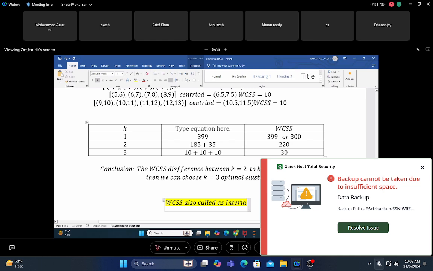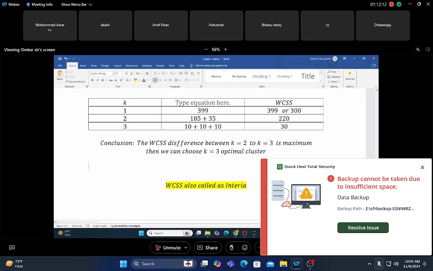Very, very important. Because in Python, we have an inertia method only, not WCSS. The method name in Python is inertia.